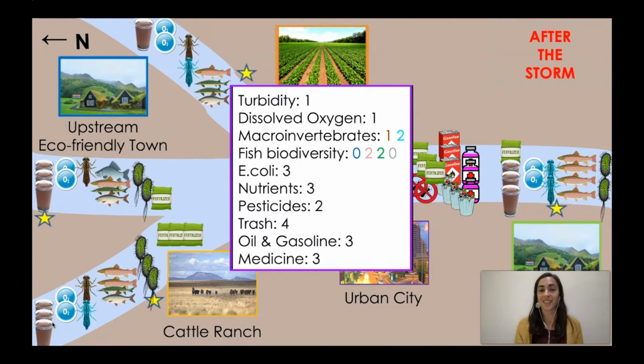The urban city, which is the one that has the most stuff, we have 1 turbidity card, 1 dissolved oxygen, 1 healthy macroinvertebrate, and 2 unhealthy. For the fish biodiversity, we have only 2 pink and 2 green, but none of the other two. We have 3 E. coli cards, 3 nutrient cards, 2 pesticide, 4 trash, 3 oil and gasoline, and 3 medicine.